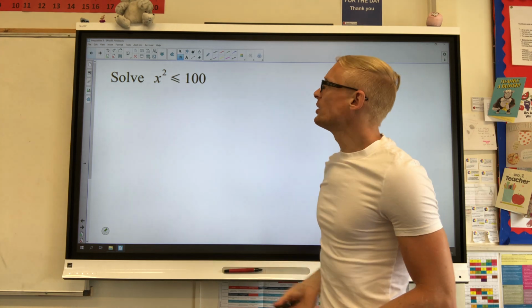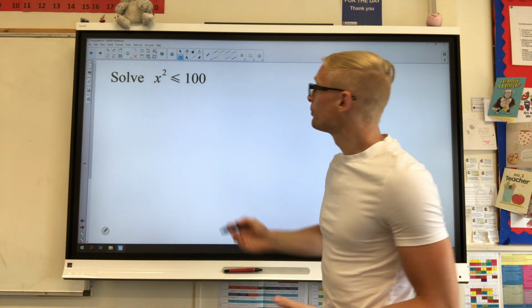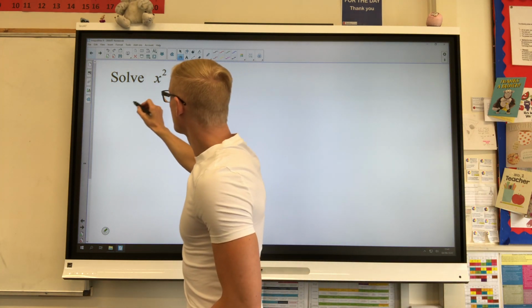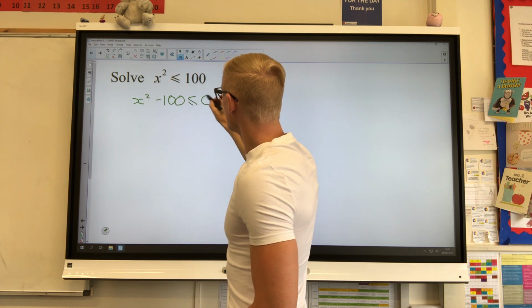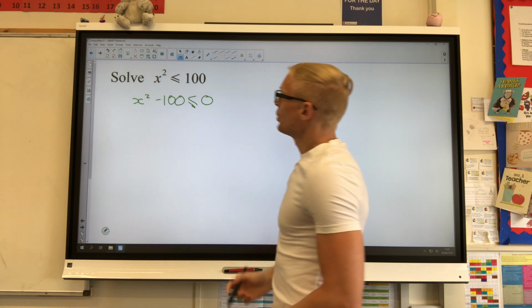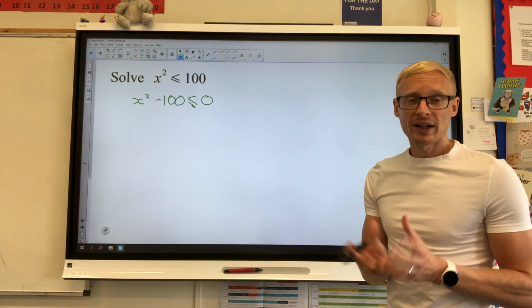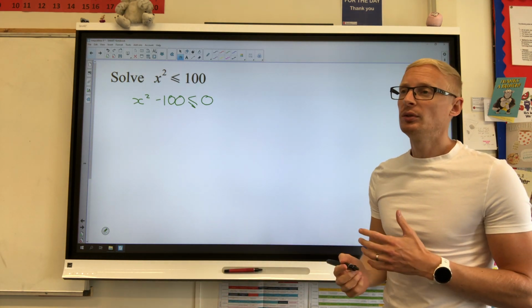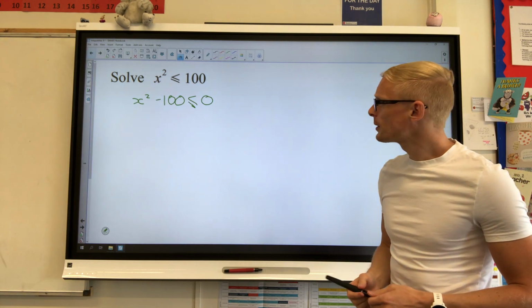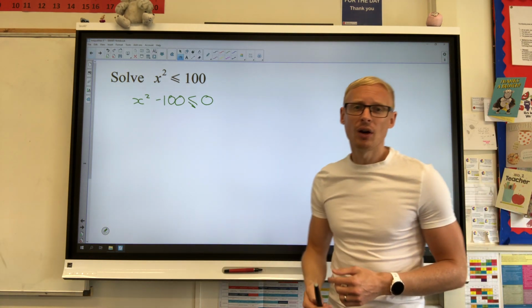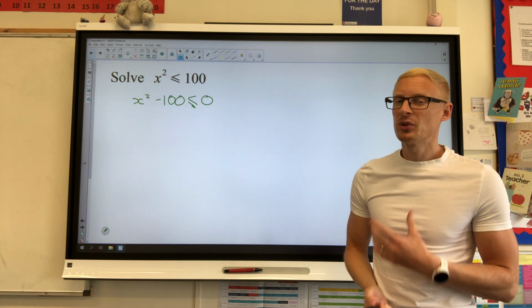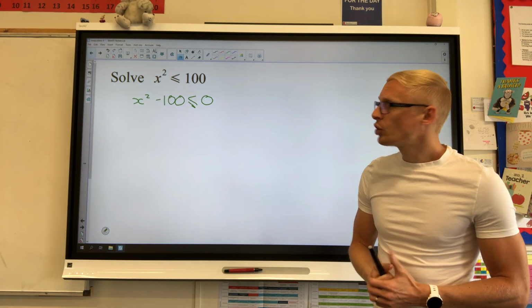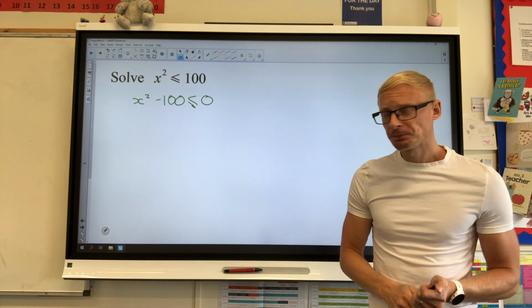So with this, I'm looking to just subtract 100 from both sides. When I subtract 100 from both sides, I get x squared take away 100 is less than or equal to 0. So at this point, I can now factorise and solve that. The only difference with this one is that when I look at that left-hand side, I should be thinking a specific type of factorising, because that's a specific type of quadratic. So I should be thinking difference of two squares.